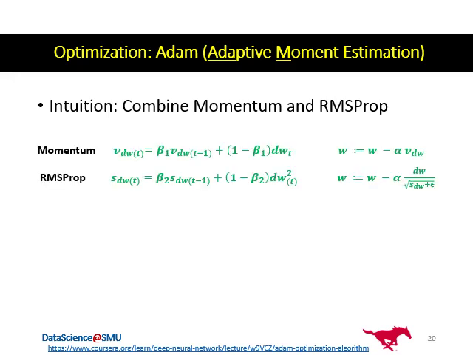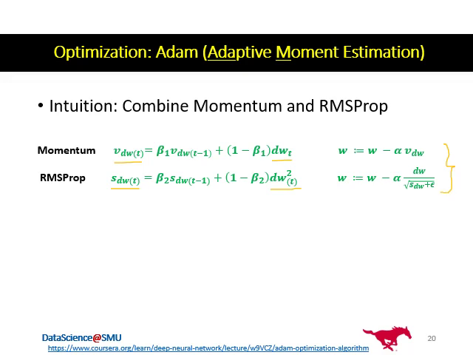So here we have the equations for momentum and RMS prop that we've seen in previous slides. In momentum, we have this velocity term VDW, which is the exponentially weighted moving average of the gradients at the current time point and the previous time points. In case of RMS prop, we have this term called SDW, which is the exponentially weighted moving average of the square of the gradients. And the weight update equations are given by these two equations shown on the right.